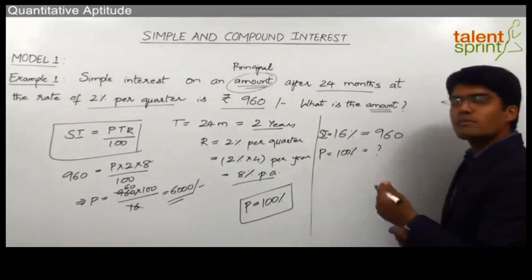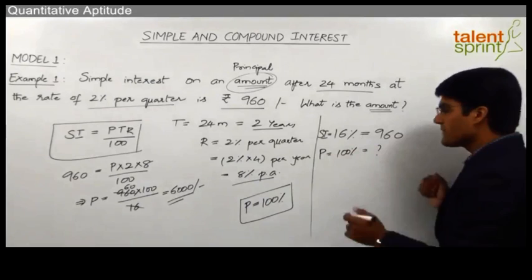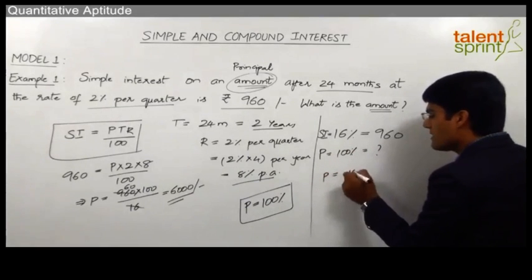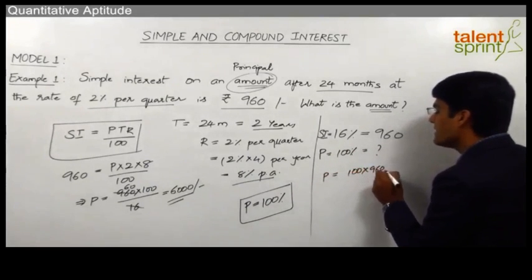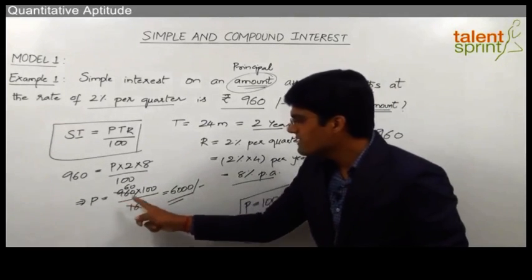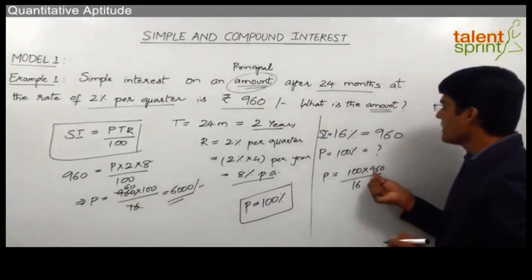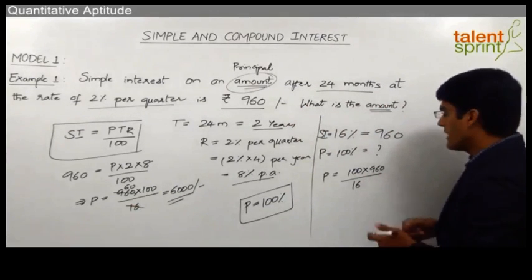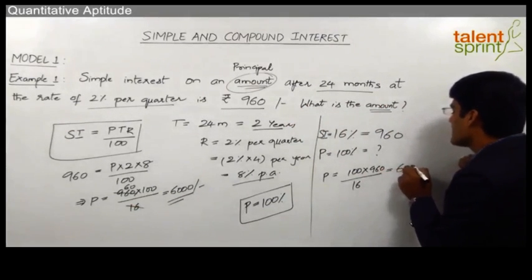Simply by cross multiplication, we get the required answer. So the principal P can be taken as 100 into 960 divided by 16, which is the same as what we have done here, 960 into 100 by 16. By simplifying this, we get the answer as 6,000 rupees.